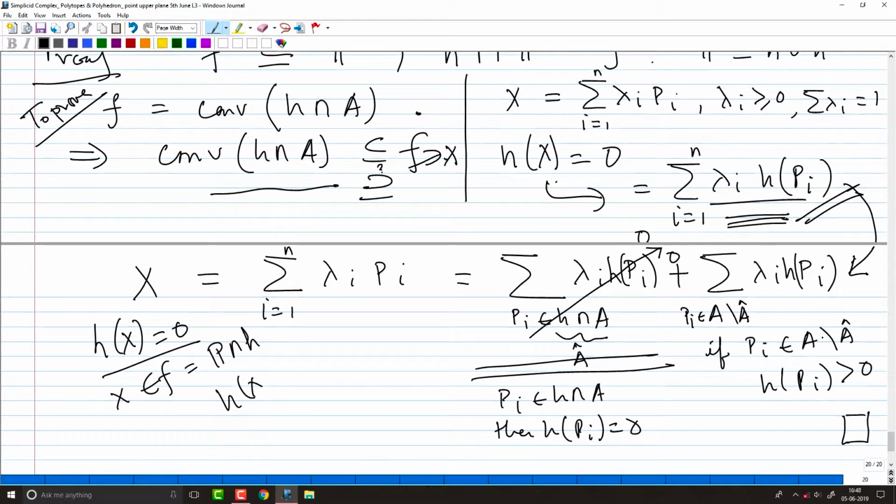That means that you can write it as a convex combination of points from H intersection A. So this is nice, right? I mean, this says that the analogy is almost tight in terms of geometric simplices and polytopes. Obviously, polytopes are a generalization of geometric simplices, but in terms of the convex hull, how it behaves as a face, they behave similarly. Good.